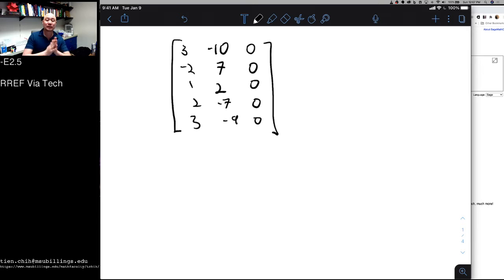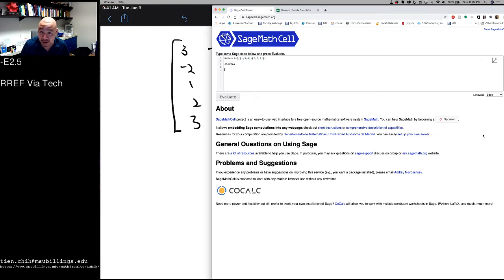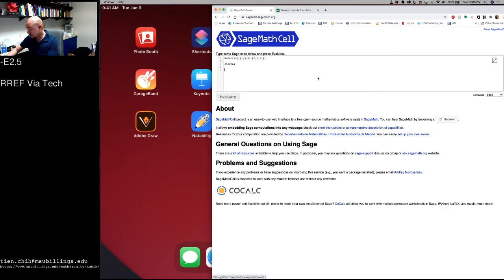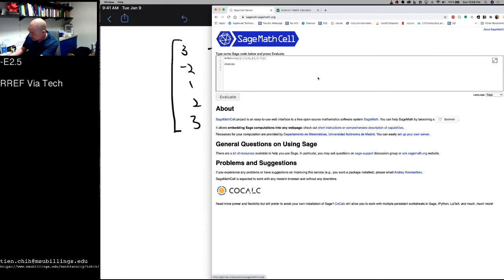Now, just taking a look at what we have here. What we have here is a 5 by 3 matrix, 5 rows, 3 columns. So if you follow along in the text, you should see that there are instructions for how to enter a matrix into Sage. Sage is a computer algebra system that's free and online that can greatly simplify this sort of thing for us.